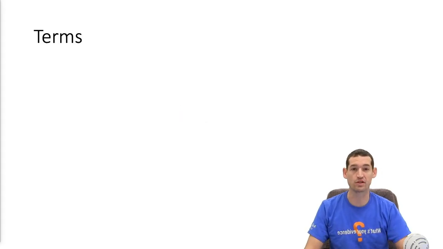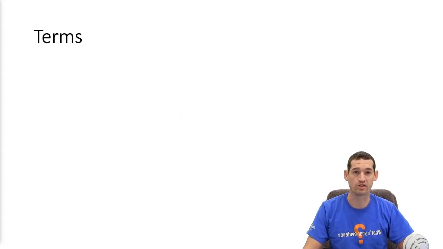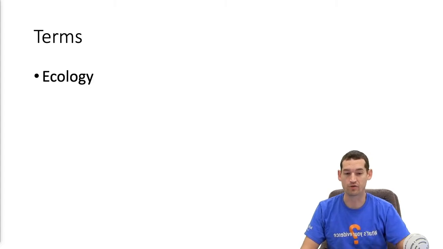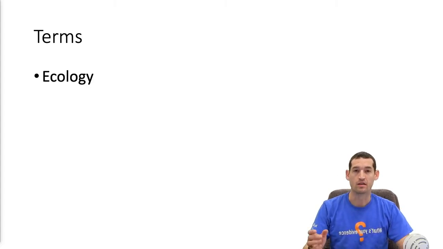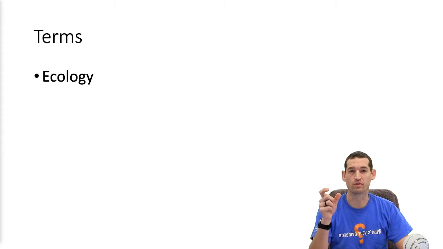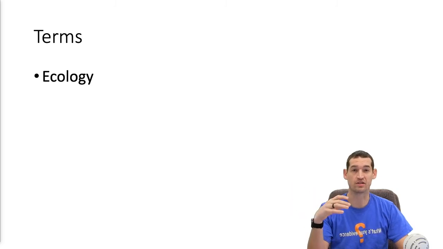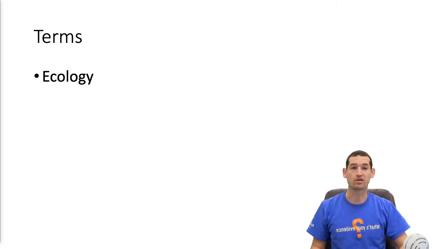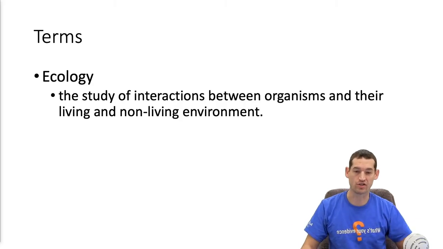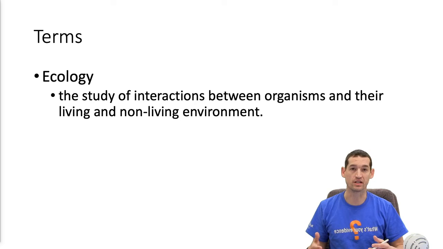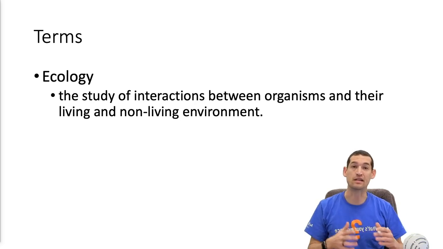Chapter 4. First thing we've got to look at is a couple of terms that you need to make sure you know. The first one is ecology. The prefixes in front of the word mean a bunch here in biology. For example, bio, hopefully you remember, like biology, means living, right? So biology, meaning to study, means the study of living things. Eco means the living and the non-living. So ecology is the study of the interactions between the organism and their living and non-living environment.